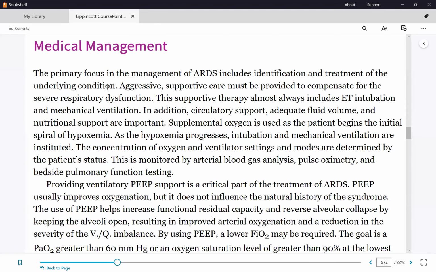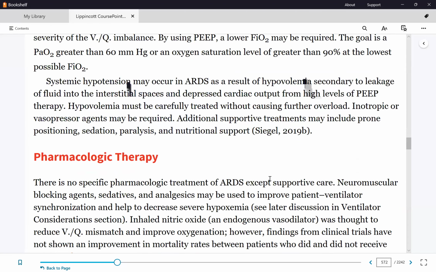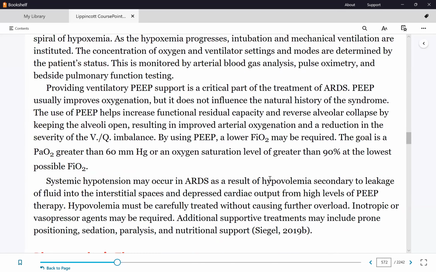And as mentioned here, medical management is just like respiratory failure. We give the patient oxygen. However, because this is now involving a wet lung, is non-invasive oxygen delivery possible? No, it has to be mechanical ventilation. It has to be invasive. All right, we'll discuss PEEP when we get to the ventilator settings.